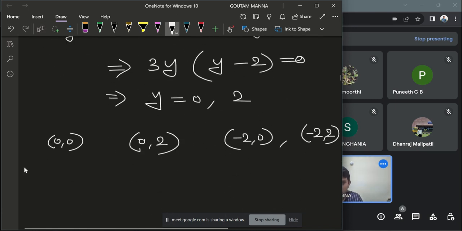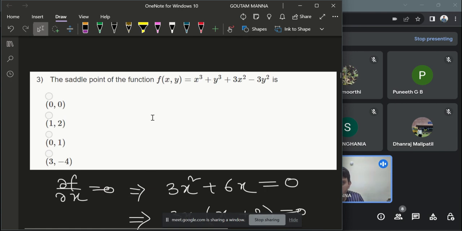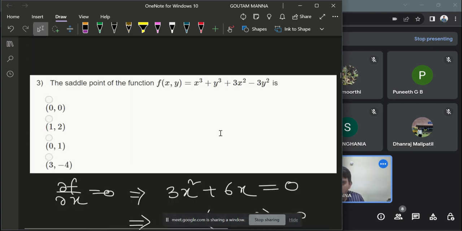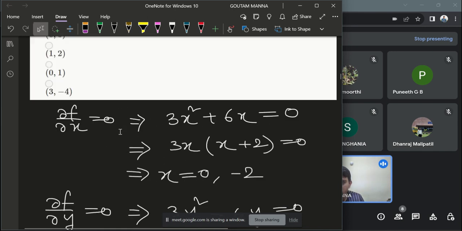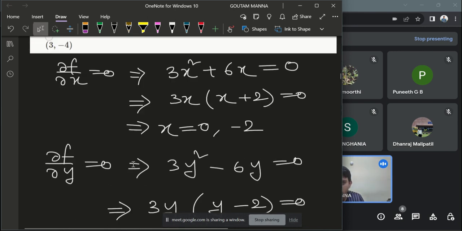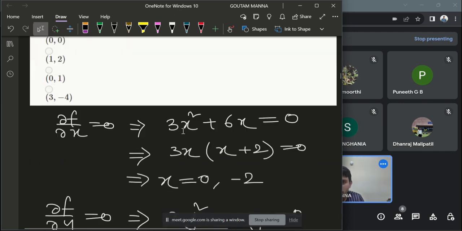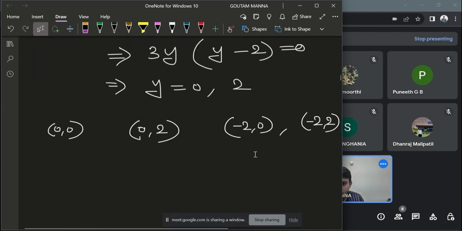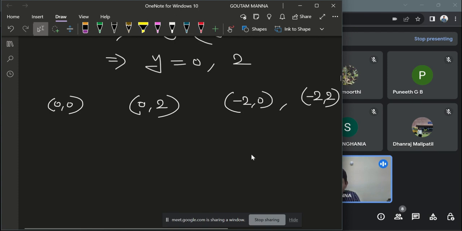Okay, so now for each of these critical points we need to check. In the options we have 0, 0, and the other critical points we don't have in the options. So first we will check whether 0, 0 is a saddle point or not. If 0, 0 is a saddle point, then we are done. So first we will check for 0, 0.